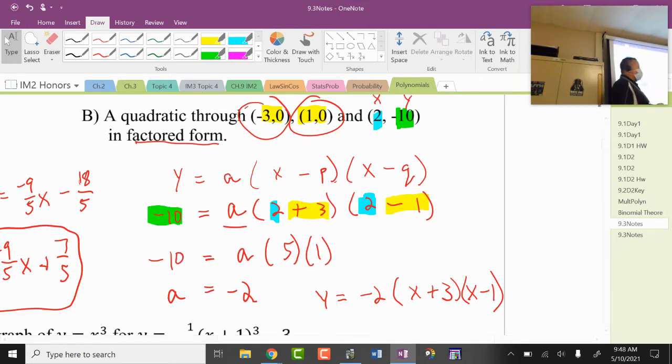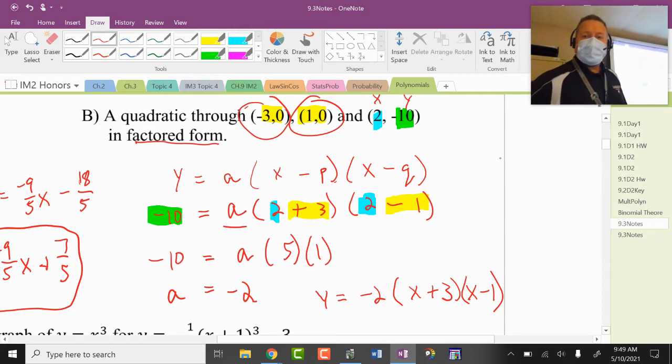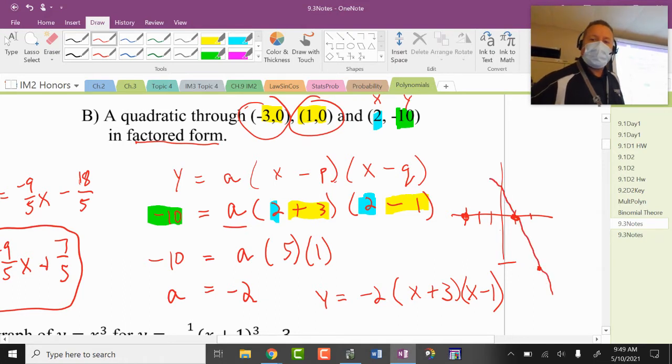It actually becomes pretty easy to evaluate after that. If you were to graph this really quick, it would be upside down. See if I put this real quick here, 1, 0, -3, 0. And then this other arbitrary point, 2 comma -10, which is way down here. So yeah, this would have to be like this, and the vertex would be exactly in between these two x-intercepts. So it'd be -1 comma something.